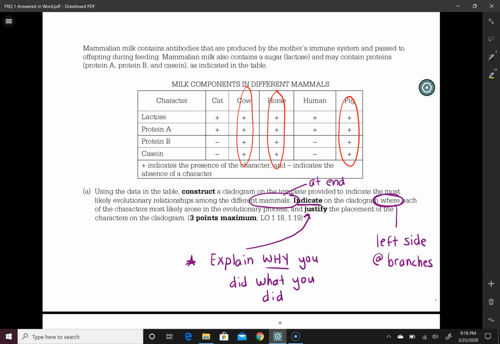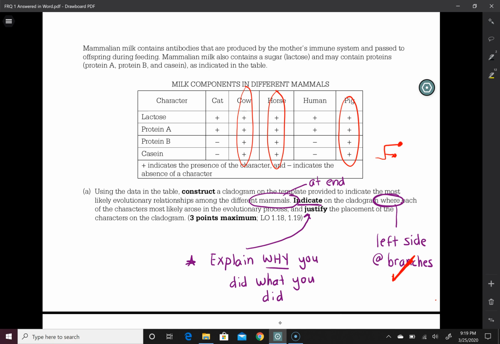Using the data in the table, construct a cladogram on the template provided to indicate the most likely evolutionary relationships among different mammals. Okay, that's at the end, so whenever you have one of these cladogram things, that's going to happen at the ends. So that was worth 1 point. Then the second point came where it said indicate on the cladogram where each of the characters most likely arose in the evolutionary process. That is going to happen at the branches. That's that whole common ancestry kind of thing. And then your last point came when you justified why you put them there.